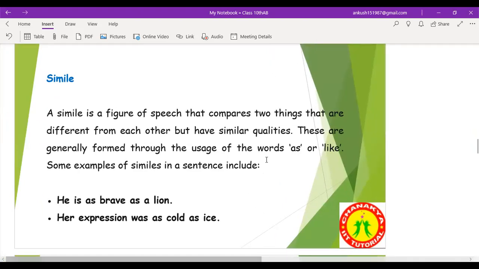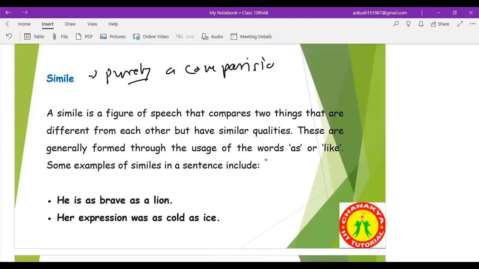What is simile? Simile is purely a comparison. Whenever we compare two alike objects, at that time the figure of speech simile happens. Now look here. A simile is a figure of speech that compares two things that are different from each other but have similar qualities. These are generally formed through the usage of the words as and like.